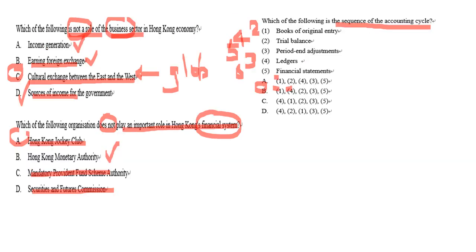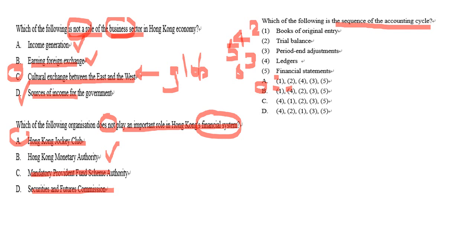Okay, next one. Which of the following is not the role, remember, not the role of the business sector in Hong Kong. Income generation. Of course, it is correct because all business sectors, that means the banking industry, the transport industry, the retailing industry, wholesaling business, and so on, will generate income for the employees. Earning foreign exchange, of course, is correct because there are no natural resources in Hong Kong. All those goods are imported from other countries. So we have to earn foreign currency in order to pay for the import.